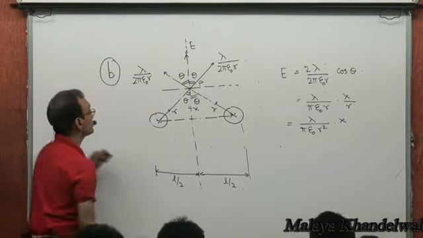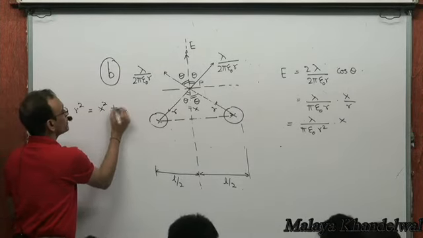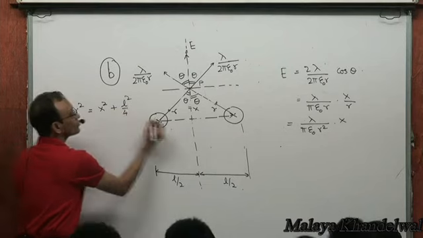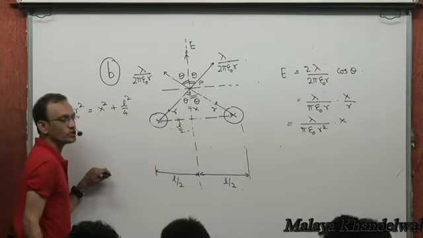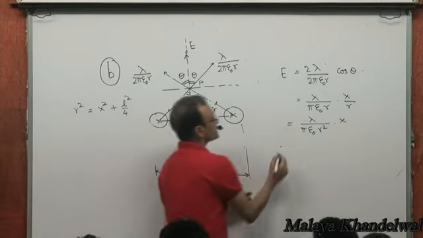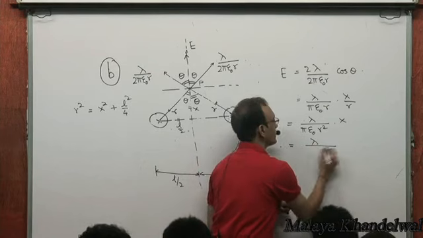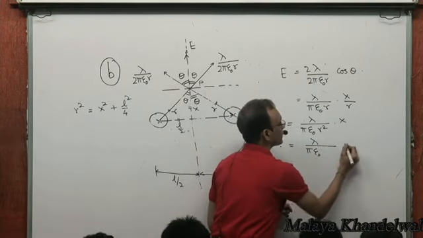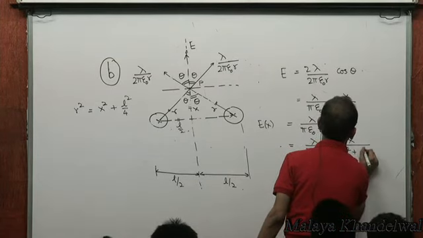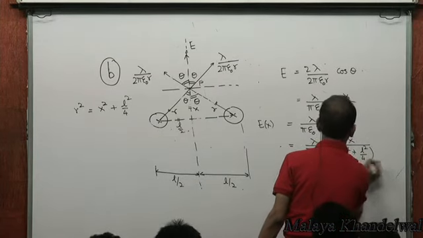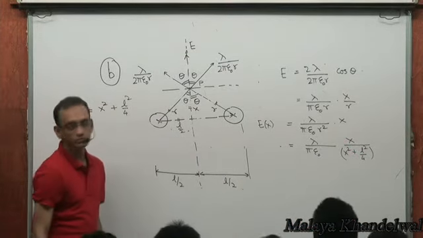Now r would also depend on x. It's going to be x squared plus L squared by 4. This is L by 2. Yes or no? So this electric field as a function of x on the plane of symmetry is going to be lambda by pi epsilon naught x divided by x squared plus L squared by 4. Yes or no?